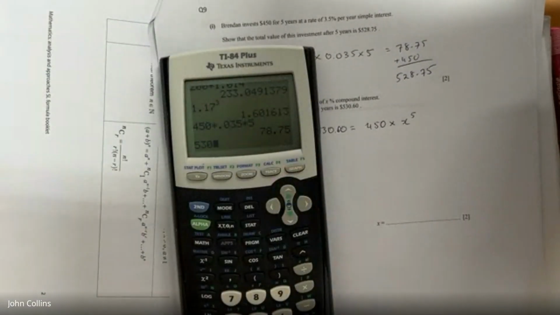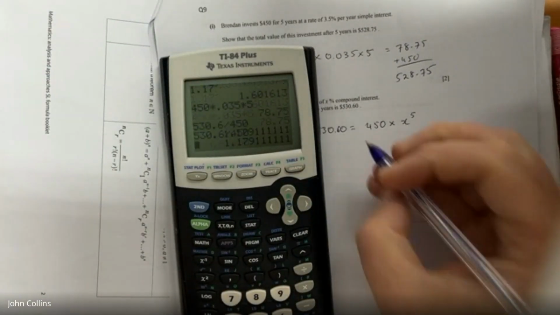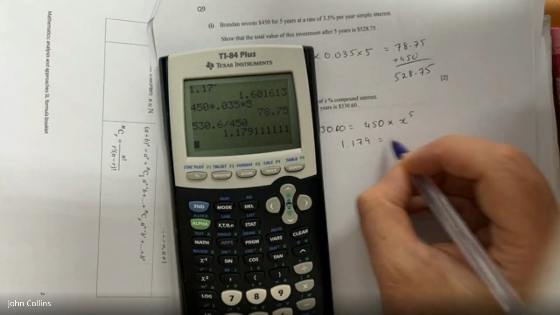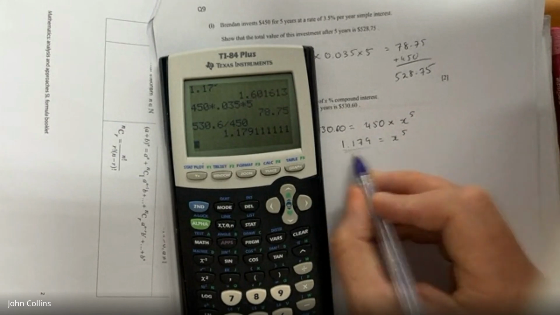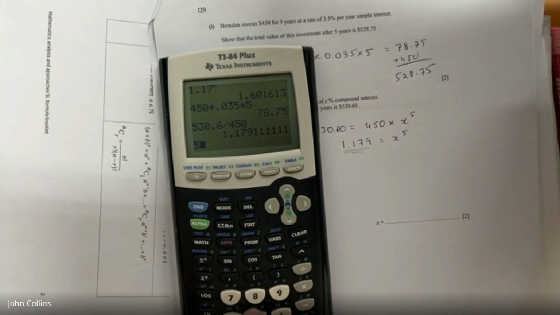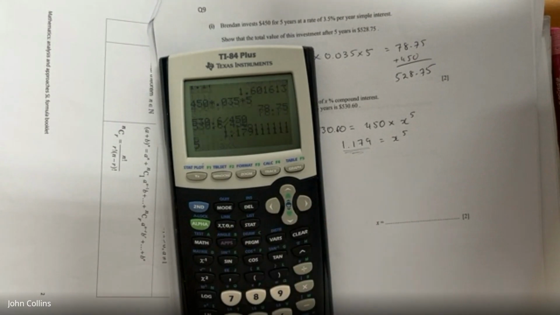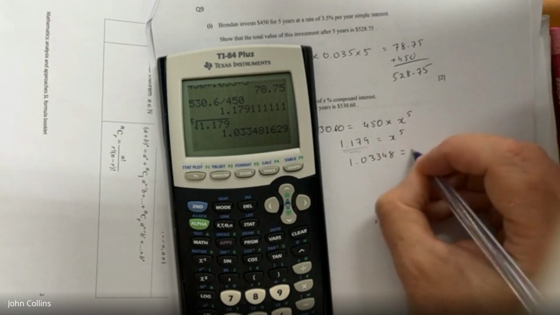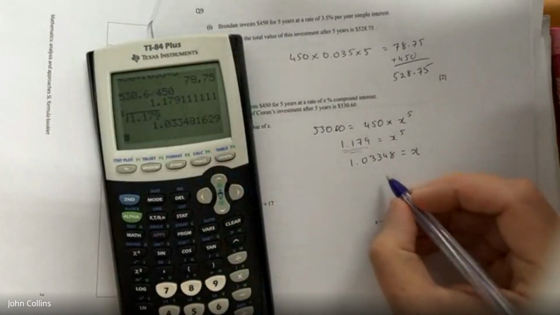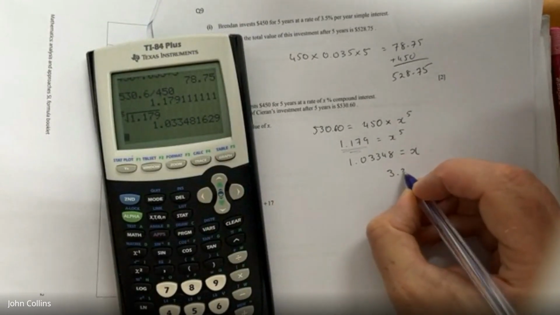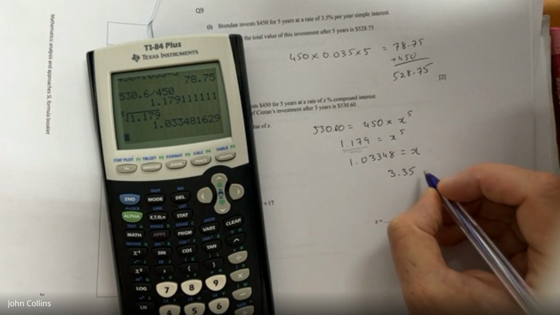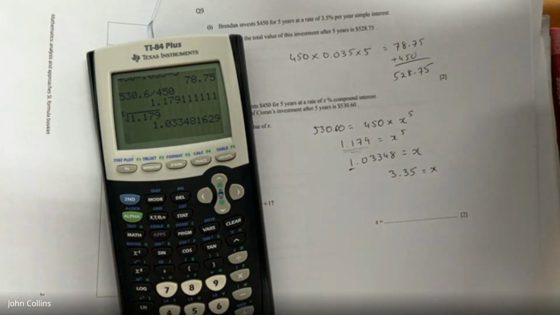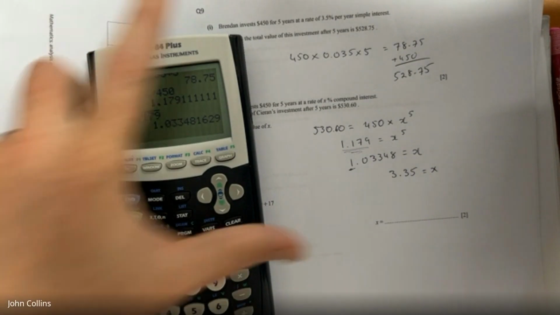So 530.6 divided by 450 will get me 1.179 is equal to x to the power of 5. How do I get what x is? Get the fifth root of this. Press 5 on your calculator, go down to number 5 in math, and that is the fifth root, 1.179. And I get 1.03348. So what's the interest rate? It's 3.348 or 3.35%. Remember, the 1 is just part of the 100% in the compound interest formula.